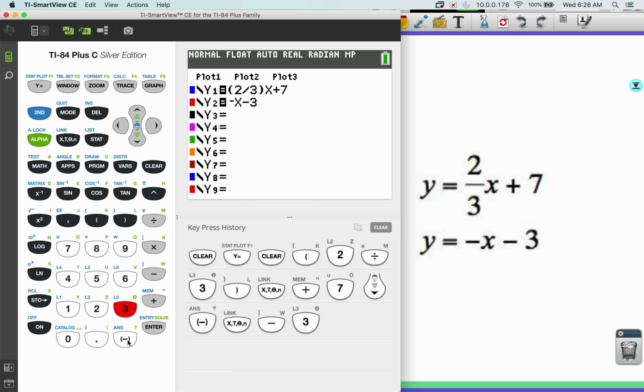All right. For the next one, we've got negative x minus 3. When I do the first negative, you have to use this button here. If you use just a minus at the front, it won't work. It'll give you an error message. So now I've got negative x minus 3. And now I don't know where these are crossing.